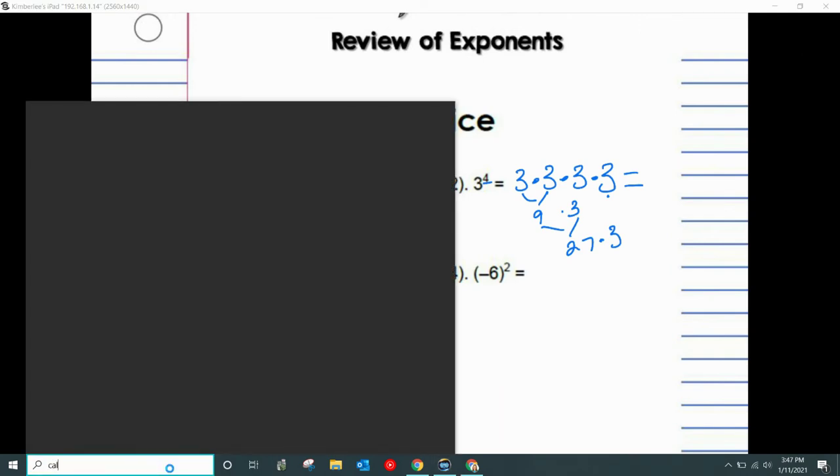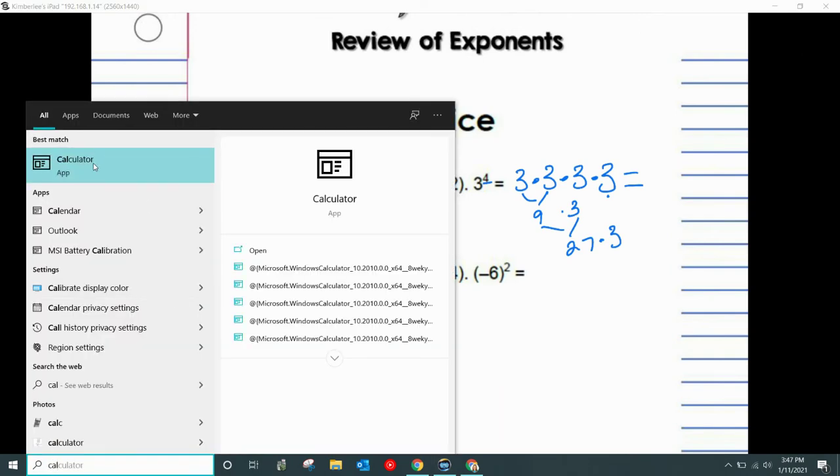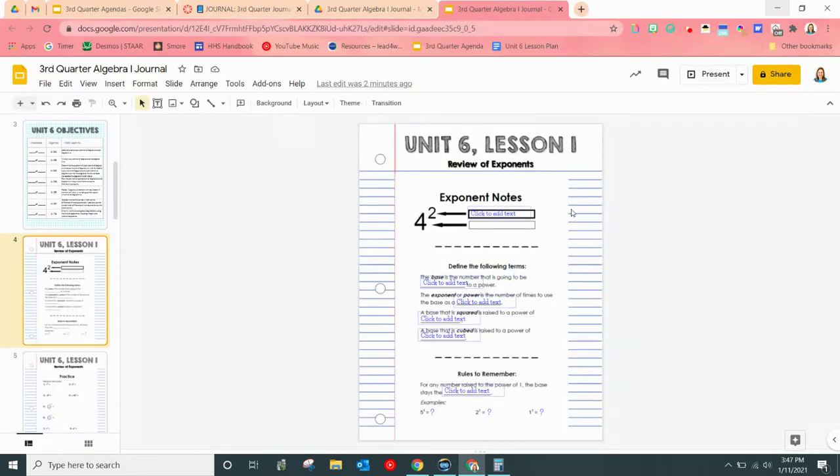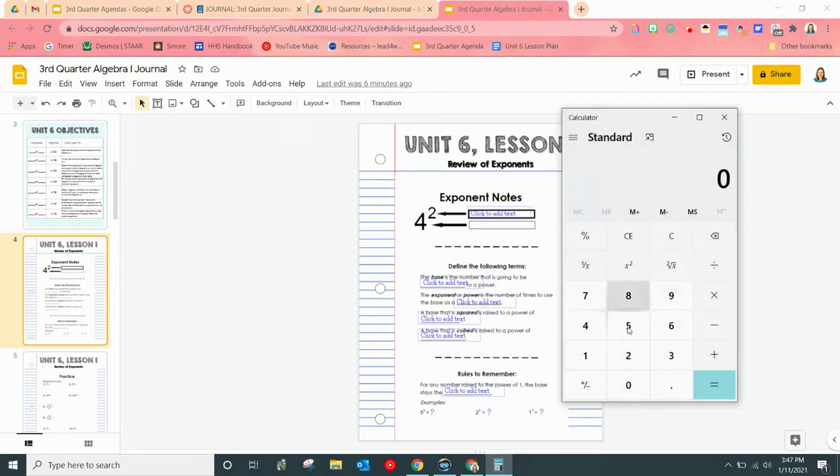I'm going to pull up my calculator real quick, because I think I know what it is, but I don't want to tell you wrong. Let's see. Calculator. So we're saying 3 times 3, which equals 9, times another 3, which equals 27, times another 3, which equals 81.